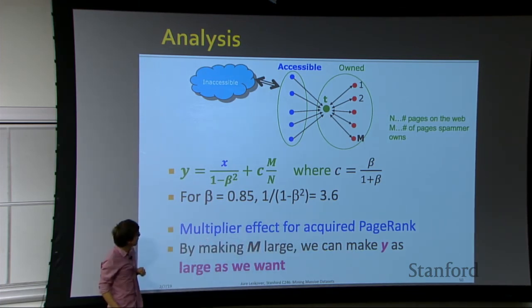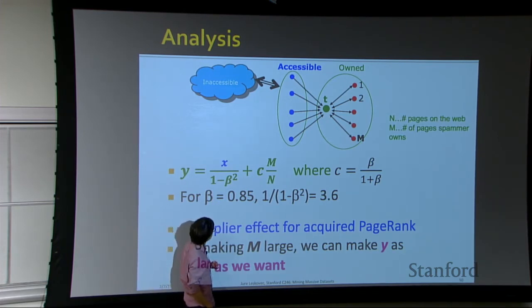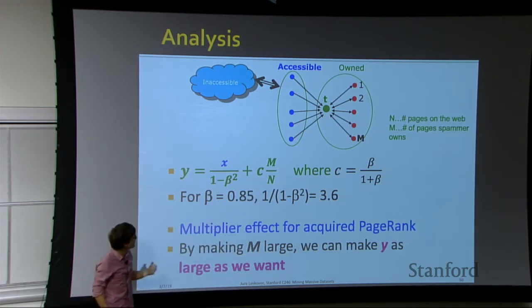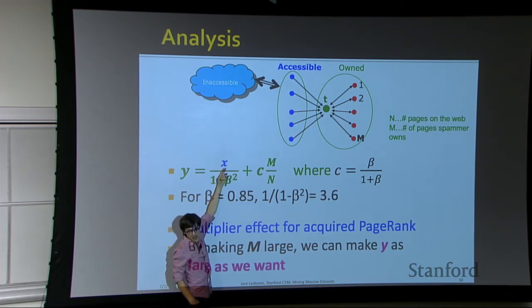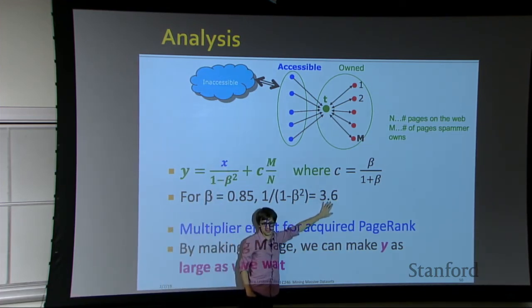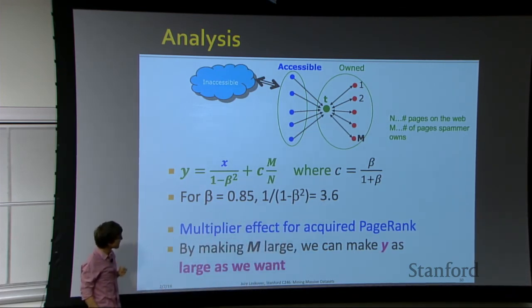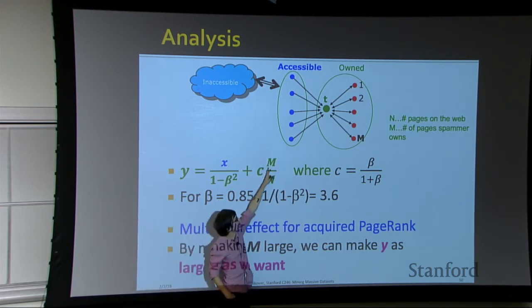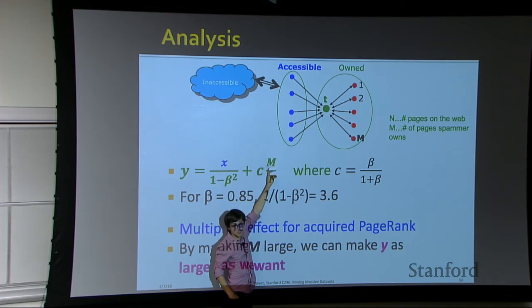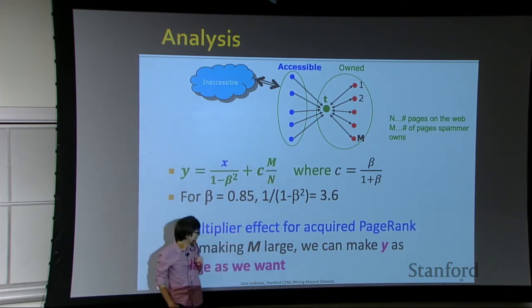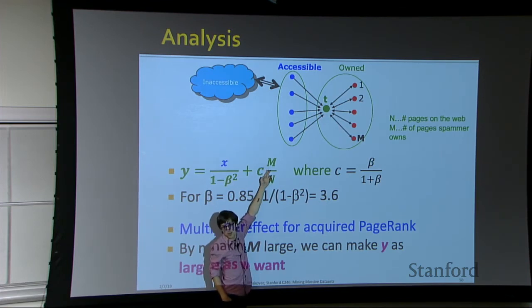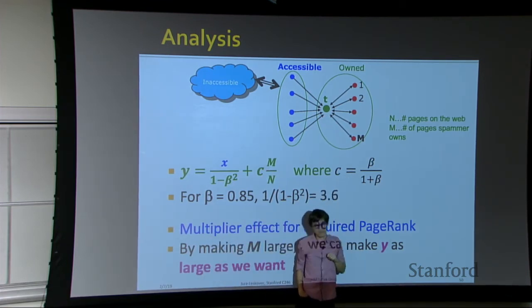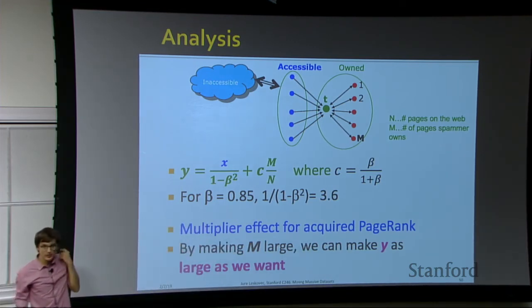Another thing to notice is that I have this m over n times the constant. So basically, I got two good things out of this. First, I got this multiplier effect. The PageRank score of y is not just x plus something. It's x times 3.6. So that's the first thing I got for free. And the second thing is that if I make m large, then I get this linear factor that says the more spam farm I own, the bigger this part will be. So in some sense, I can make y as big as possible if I make m as large as possible. M is the number of spam pages I own, okay? So this is how you can create an effective spam farm.